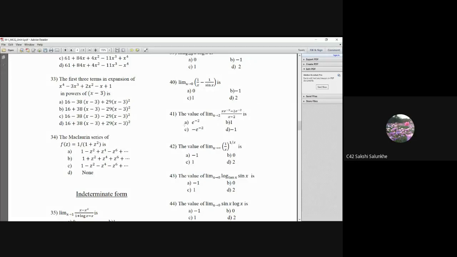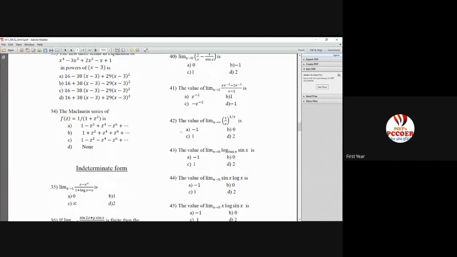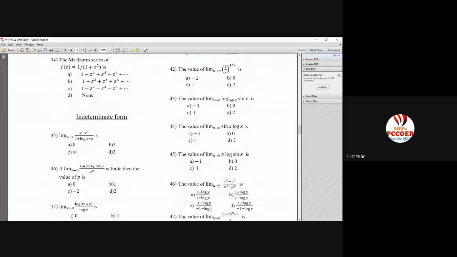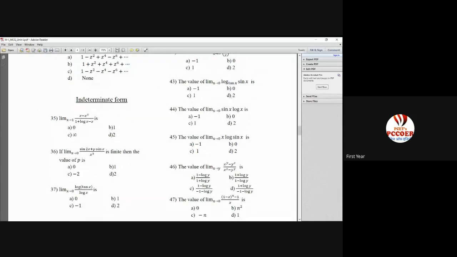For these limits, your LCM would be taken. Very good. Now suppose this question number 43. How are you going to start solving it? Log sin x upon log tan x. Correct. You are going to use the change of base formula, that is log of sin x upon log of tan x, and then you take the derivative for the first time and then adjust sin x by x, tan x by x.